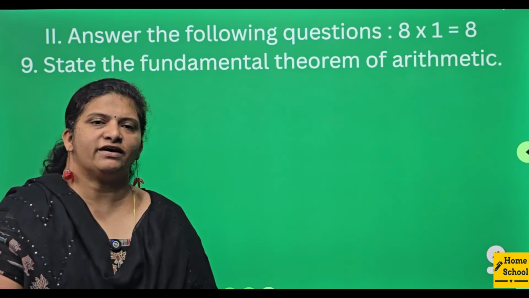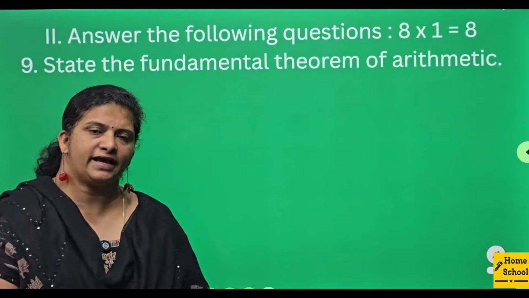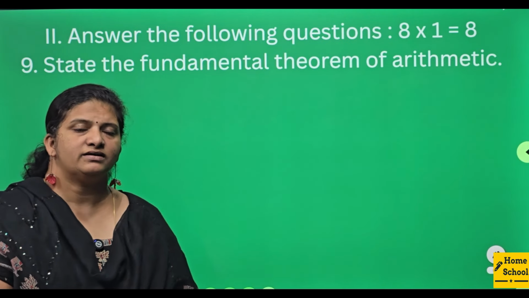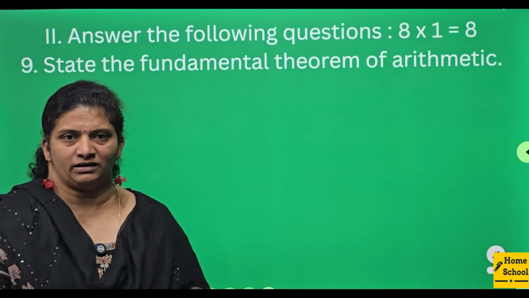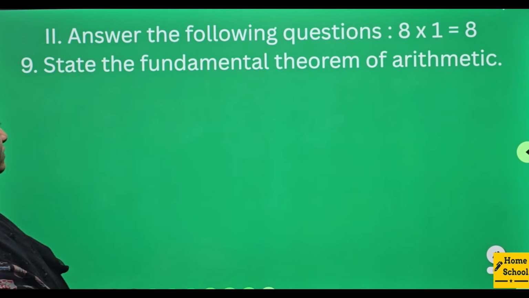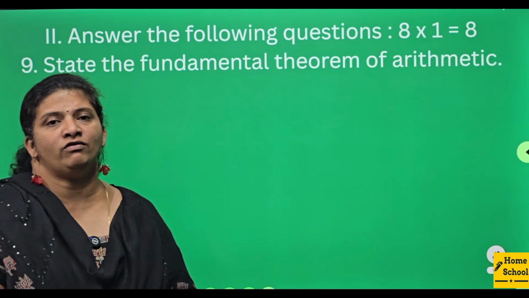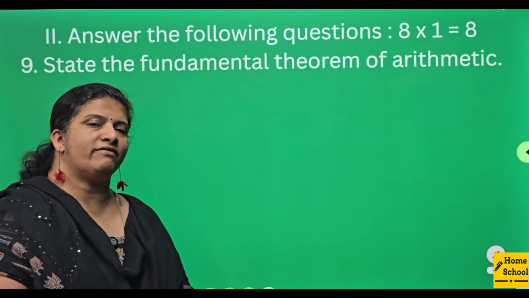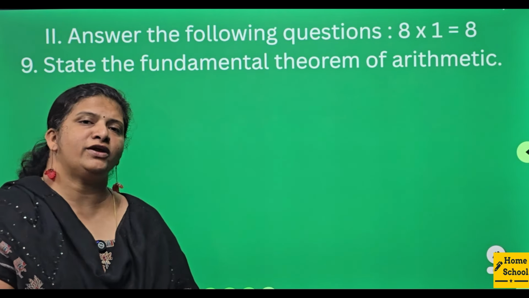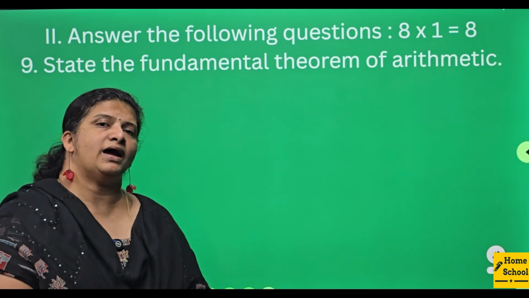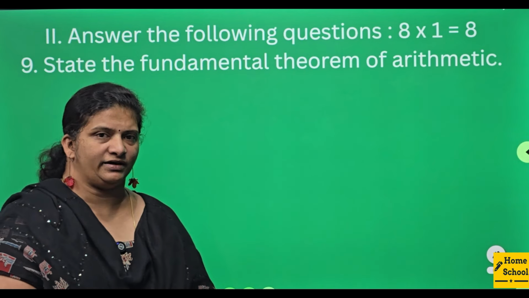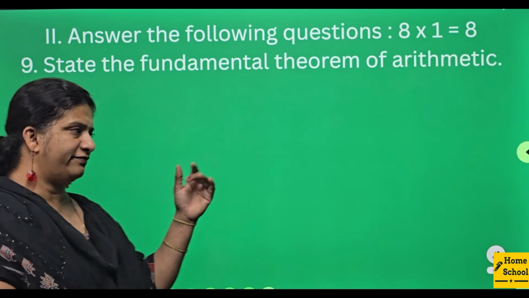With this we complete our first main. Let's move on to the second main. Answer the following questions. In this we will be having 8 questions, each carries 1 mark. 9th one, state the fundamental theorem of arithmetic. You have a direct question. Every composite number is expressed as a product of primes and the order is unique. Right? You can go with that definition.